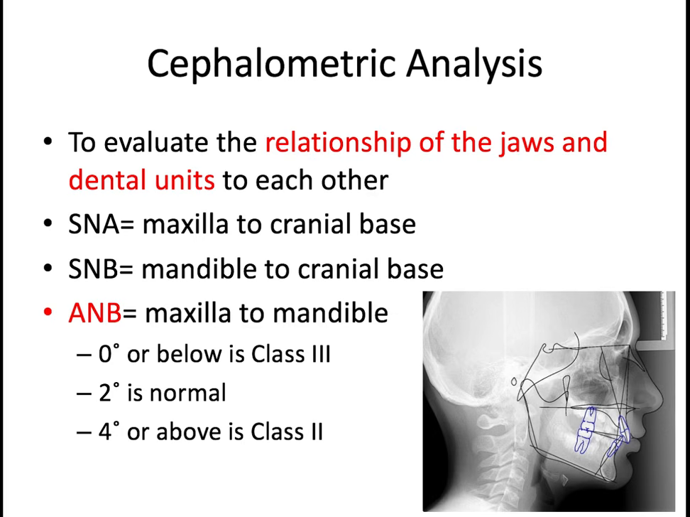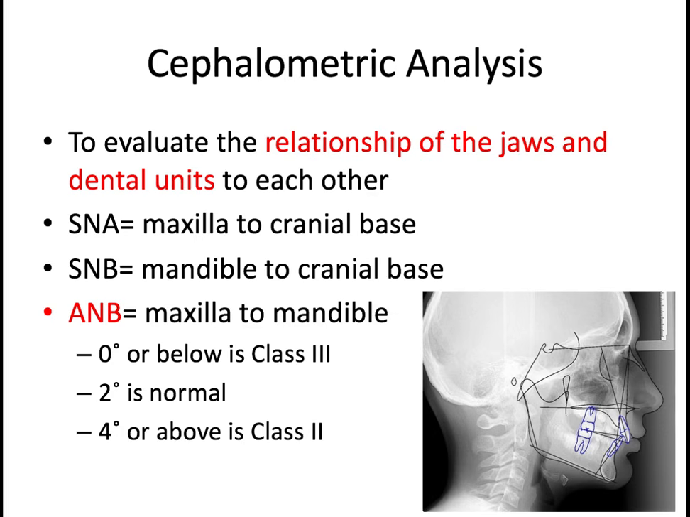So SNA is a very common angular measurement. This is the angle from sella to nasion to A point, and it represents the relationship of the maxilla to the cranial base. A bigger angle means that the maxilla is further forward. A smaller angle means that the maxilla is further back. SNB, sella to nasion to B point, refers to the relationship of the mandible to the cranial base. A bigger angle means the mandible's more forward. A smaller angle means the mandible's further back.